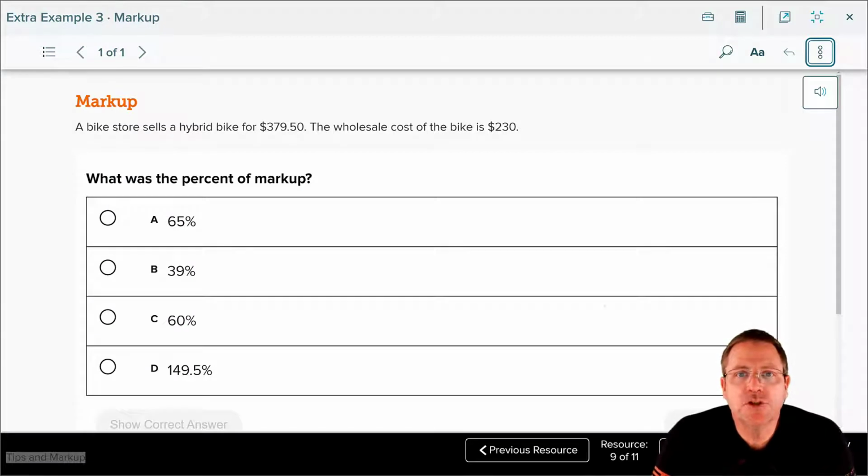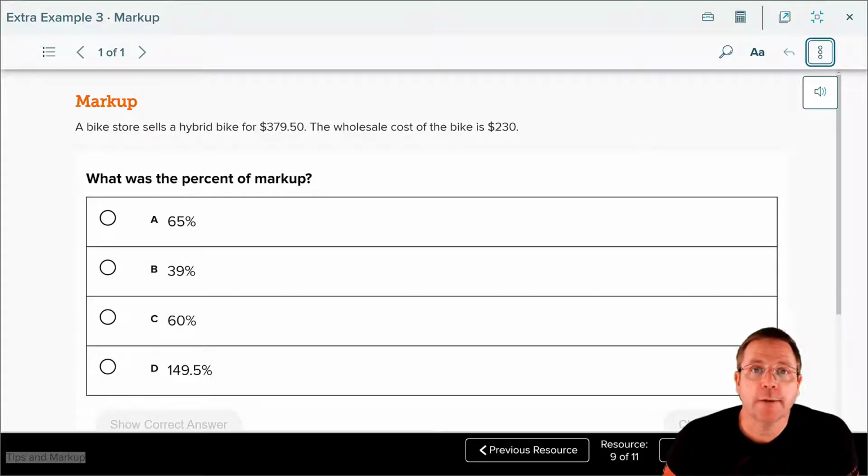Once again, it is your turn. Pause the recording, find the percent markup, check your answers. I'm curious to see if you can get this right.